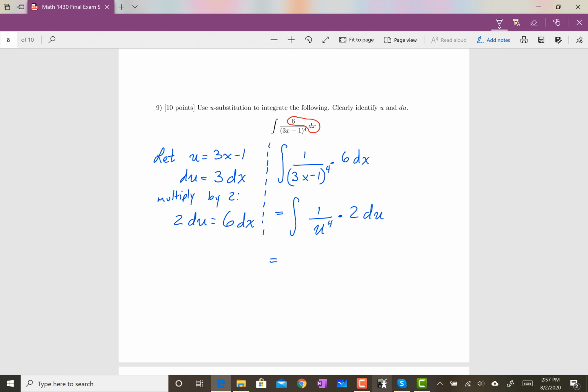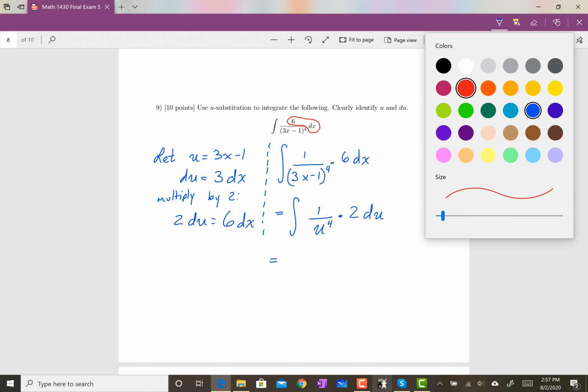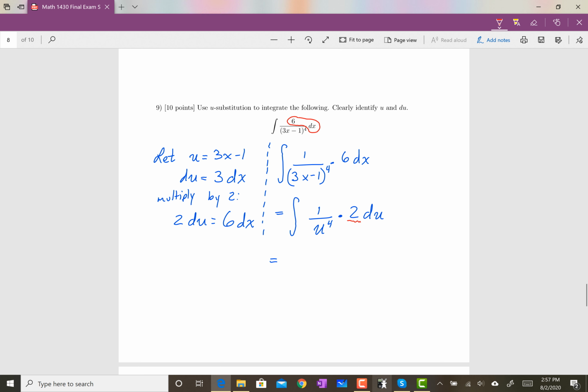So now what happens? Well, I want to integrate any numbers, and here I have a number. Oh, it's not going to let me highlight it, so I'll just underline it in red. Here's my number. Any numbers that are multiplied with your expression can come out of your integral. So I'm going to bring the 2 out, and 1 over u to the fourth is the same as u to the negative 4 du. So let's integrate that. The 2 is there.